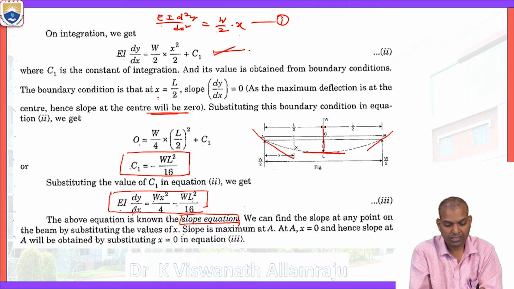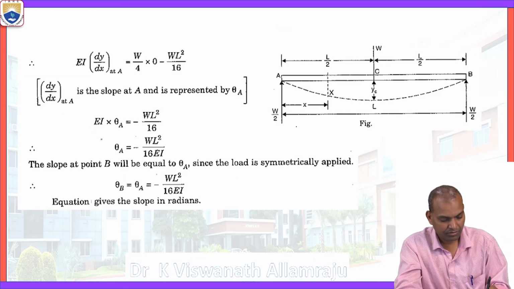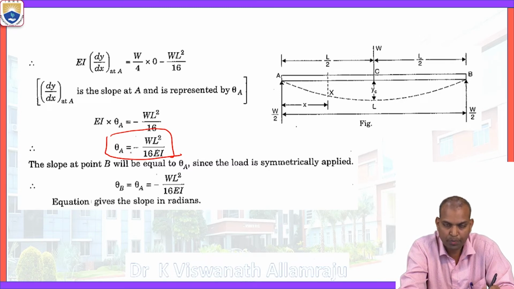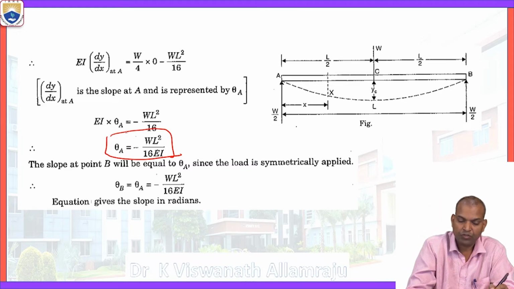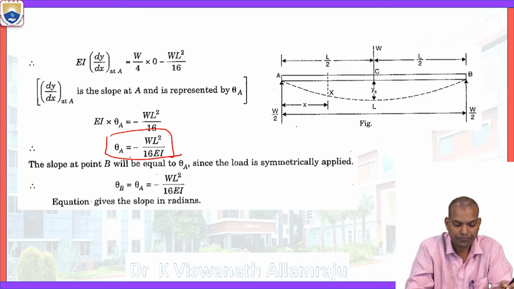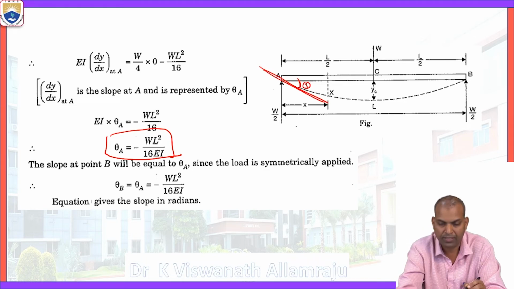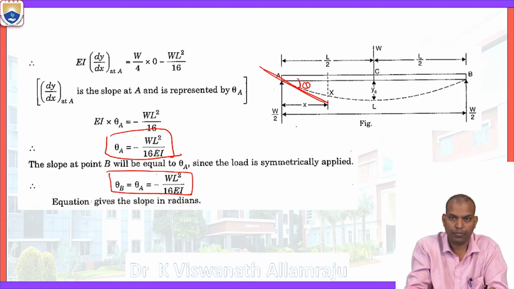By substituting x equal to 0, EI into dy by dx equal to minus W L square by 16, that is theta A equal to minus W L square by 16 EI. Why the negative sign here? It is indicating the downward direction. At B we take x equal to L. If we substitute in equation 3, we get W L square by 16 EI. The slope at A and the slope at B are equal in magnitude, so theta B equal to theta A, the slope in radians.